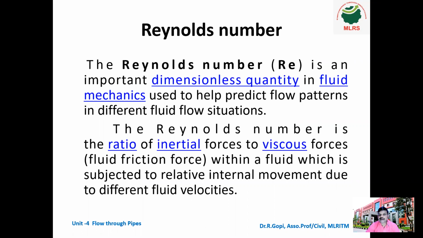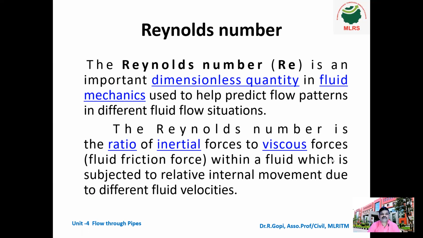We know laminar flow and turbulent flow. In laminar flow, the fluid particles move along well-defined paths. In turbulent flow, they do not move along well-defined paths; they move in a zigzag manner. So the Reynolds number is a dimensionless number, and it is very useful for identifying the type of flow, whether it is laminar, transition or turbulent. So what is the Reynolds number?